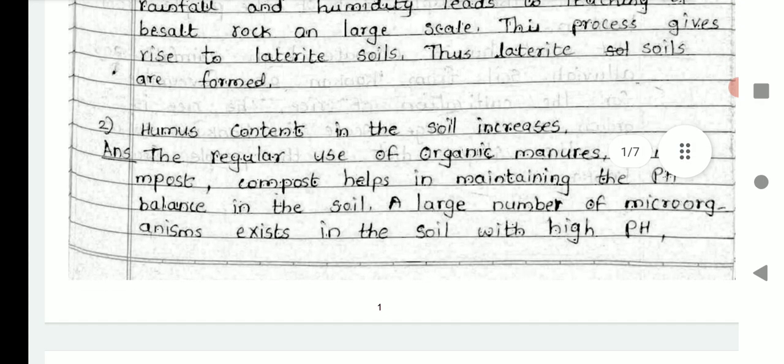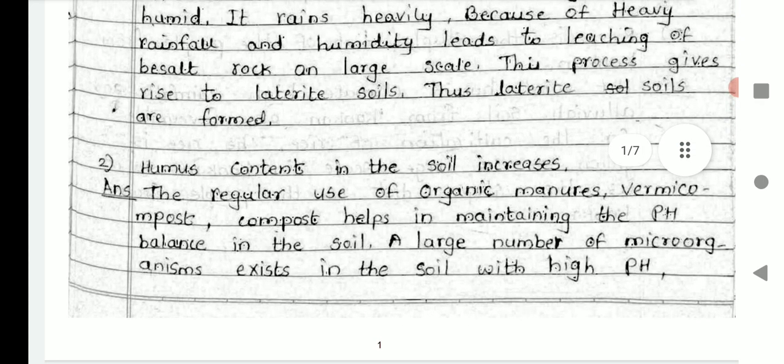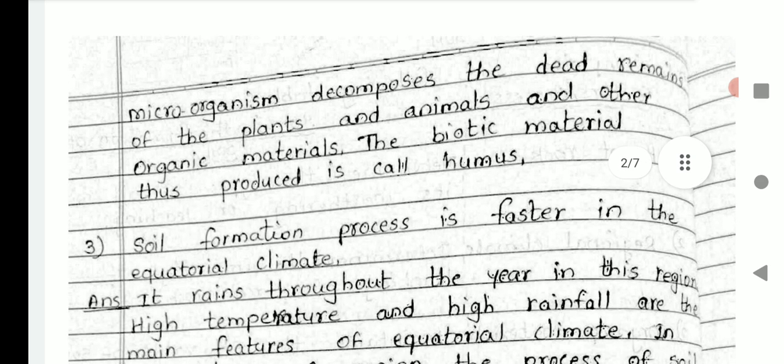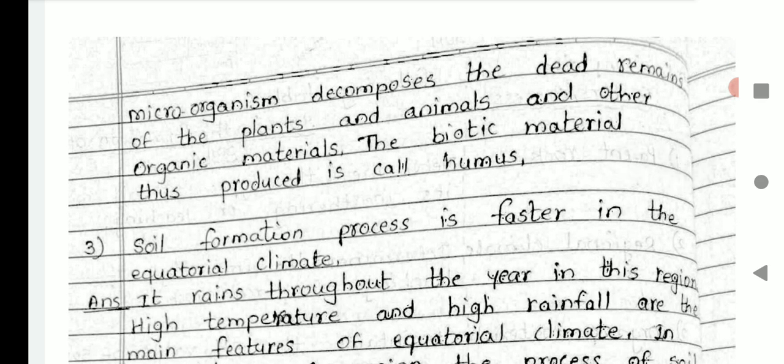Second, humus content in soil increases. Answer: the regular use of organic manures and compost helps in maintaining the pH balance in the soil. A large number of microorganisms exist in the soil with high pH. Microorganisms decompose the dead remains of plants and animals and other organic materials. The biotic material thus produced is called humus.